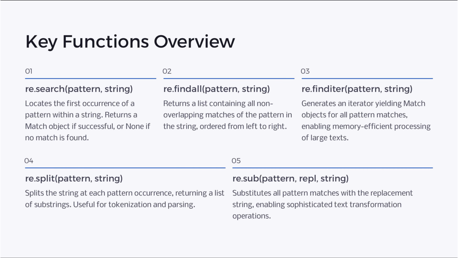The re module offers key functions for pattern matching. re.search() locates the first pattern occurrence, returning a match object. re.findall() lists all non-overlapping matches. re.finditer() provides an iterator for memory-efficient processing. re.split() divides strings at pattern occurrences, aiding tokenization. re.sub() replaces pattern matches, facilitating text transformation.